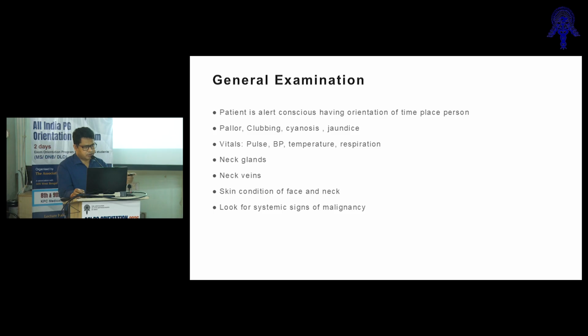And then coming to the general examination. In general examination: patient alert, conscious, oriented, pallor, clubbing, cyanosis, you should look for all these things. You should write in a proper way so that if your examiner asks you any question from any part of your provisional diagnosis, you can answer. So this is the protocol, and you should maintain all these things. Examination of the neck glands, neck veins, skin condition of the face and neck. This is also important in this case, looking for any systemic sign of malignancy.